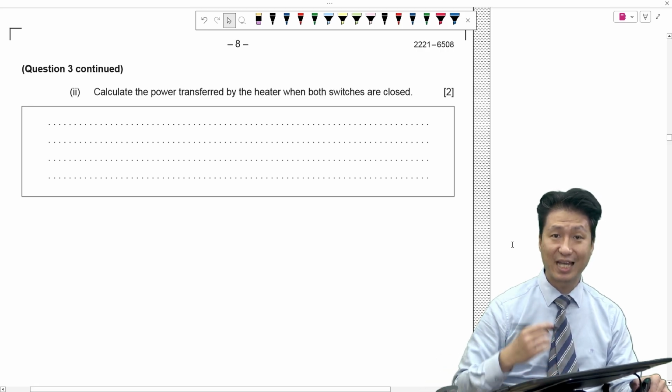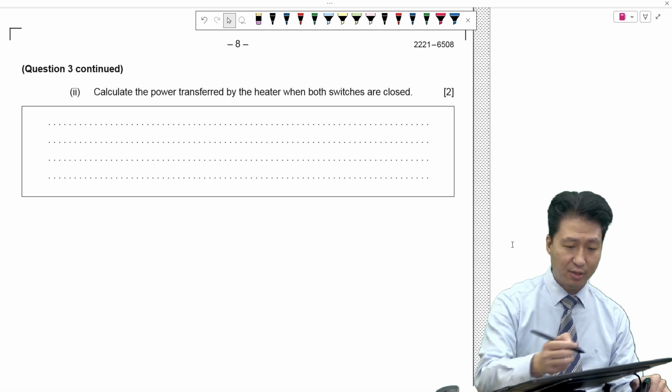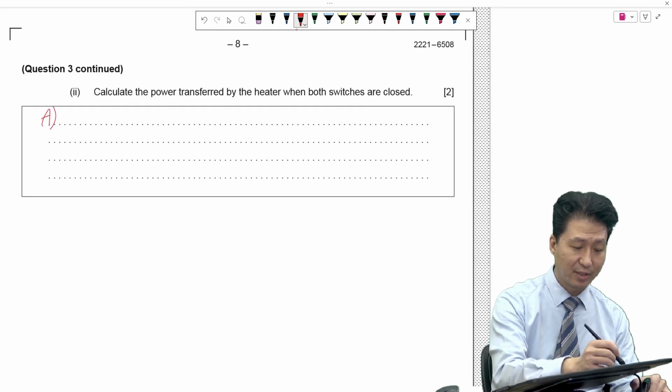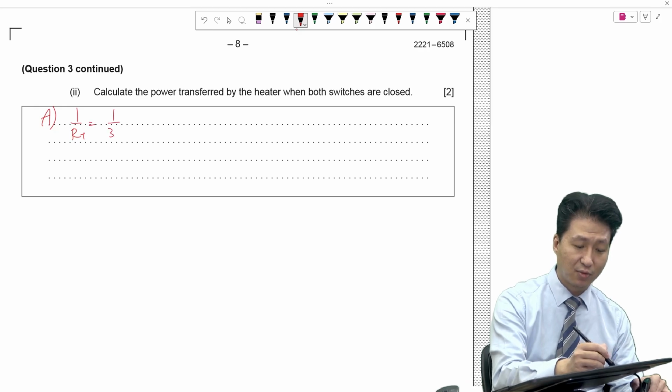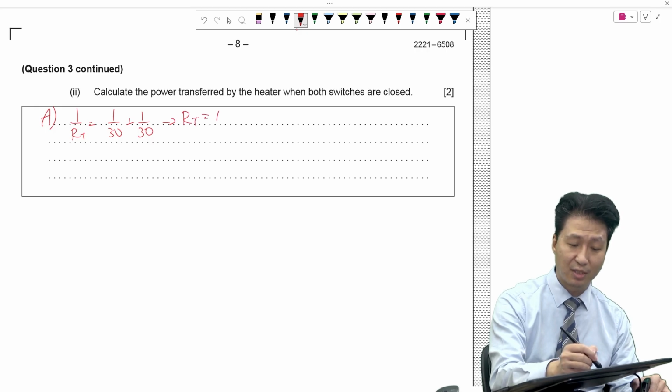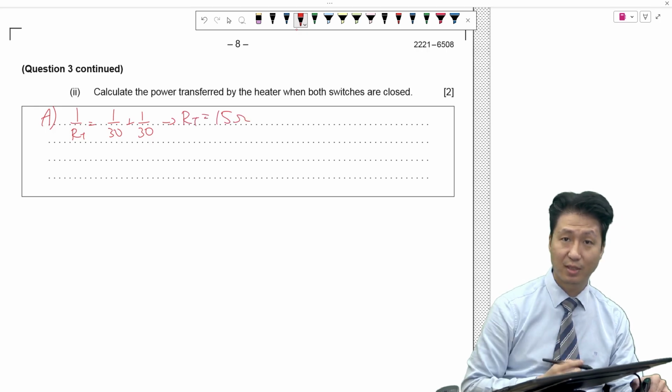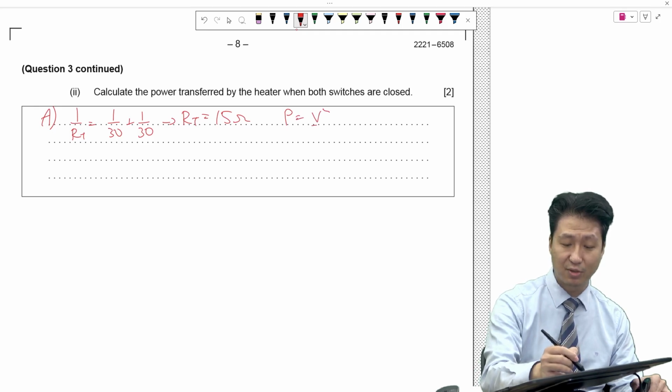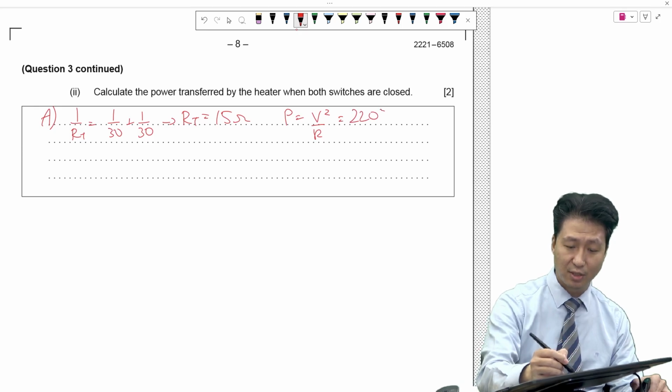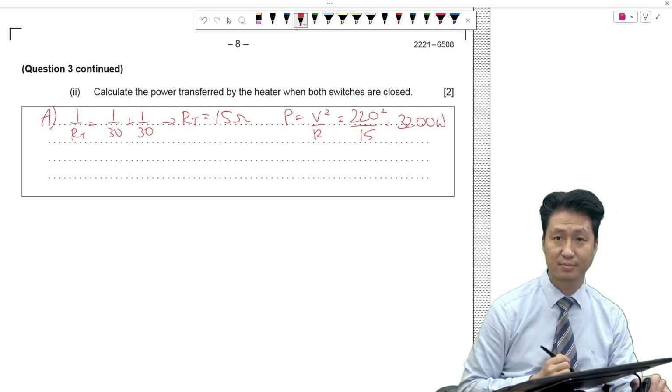In part 2, it asks us to calculate the power transferred by the heater when both switches are closed. And there's two ways to do this. Of course, one is easier than the other. The first way is to find the total resistance. It's 1 over 30 plus 1 over 30. Of course, this means the total resistance is simply 15 ohms. Again, we'll use the equation where the power is equal to the voltage squared over the resistance. 220 squared over 15 is in fact 3,200 watts.